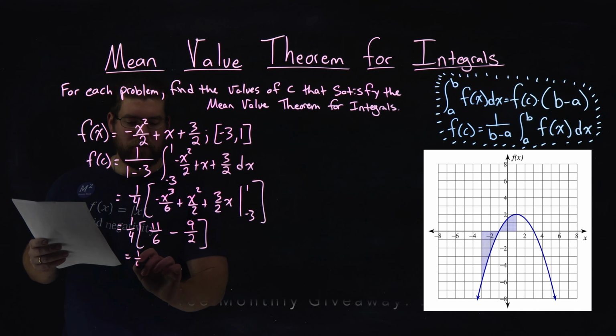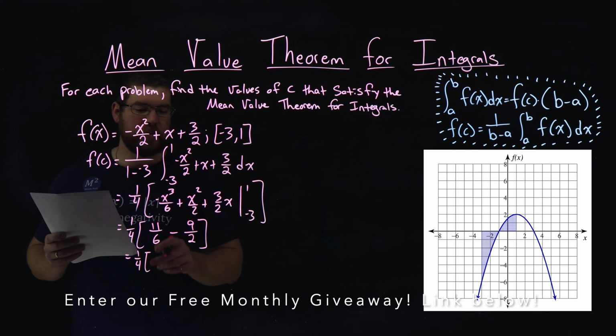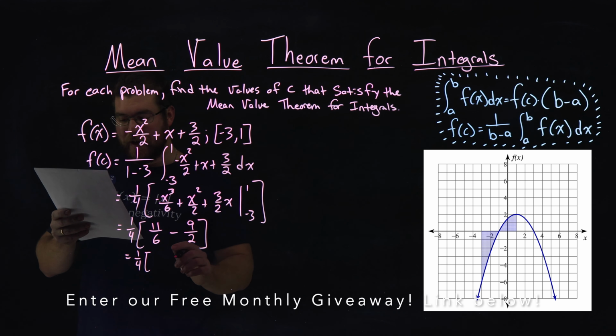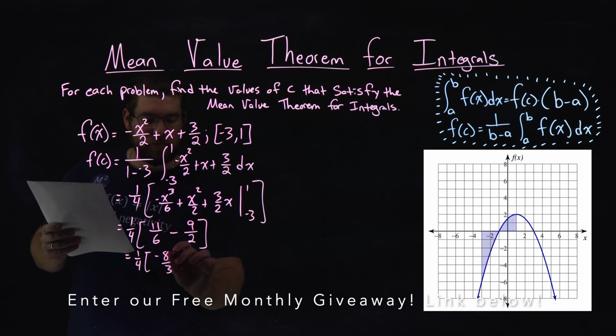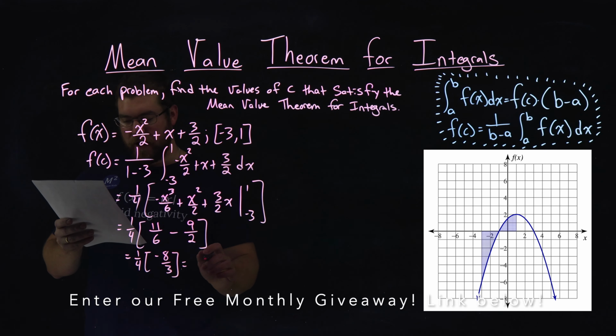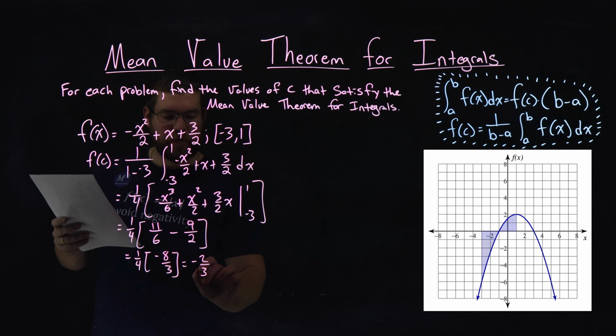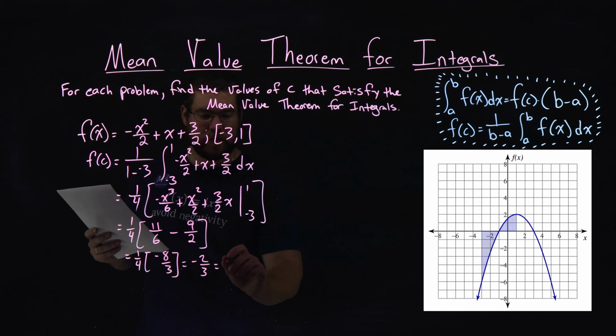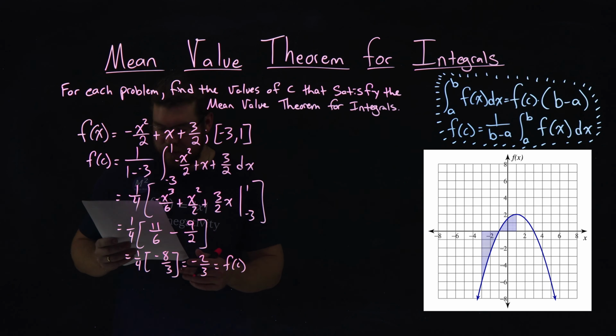So, keep going, we have 1/4 here, is equal to 11/6 minus 9 halves, which came out to be negative 8/3. And when I multiplied that out, I got negative 2/3. And remember, that whole negative 2/3 is equal to my f of c here.